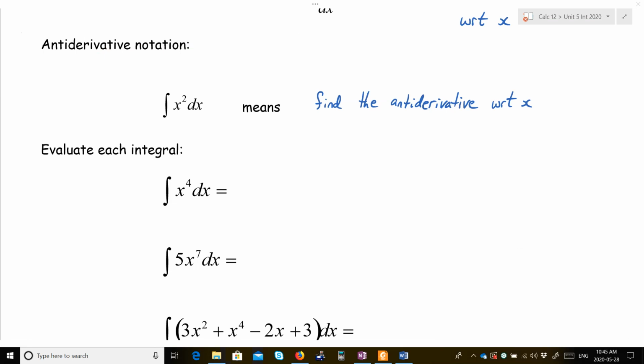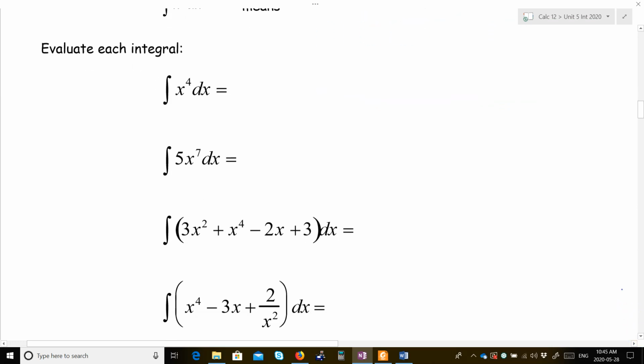All right, so evaluate each integral. The integral of x to the 4 dx, so what do you do? You add 1 to the exponent, whatever's in front gets divided by your new exponent, and plus c. 5 times 1/5 is indeed 1, and then x would go down to x to the power 4. If we took the derivative of this, we would get back to x to the 4, so everything is good. This one, the power on the x goes up to 8, and 5 over 8 plus c.